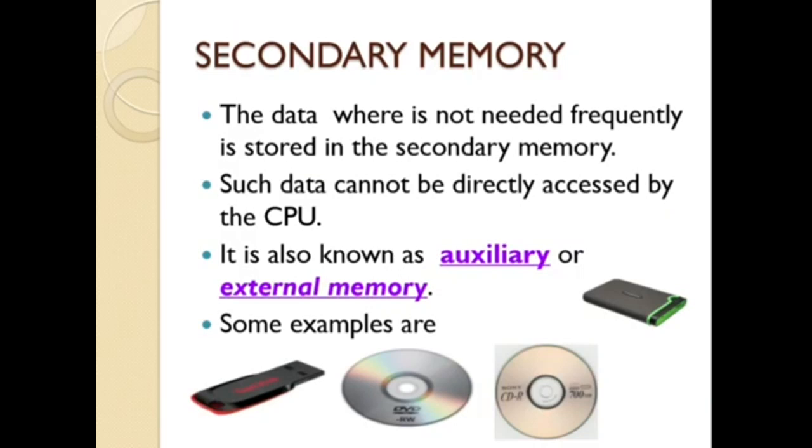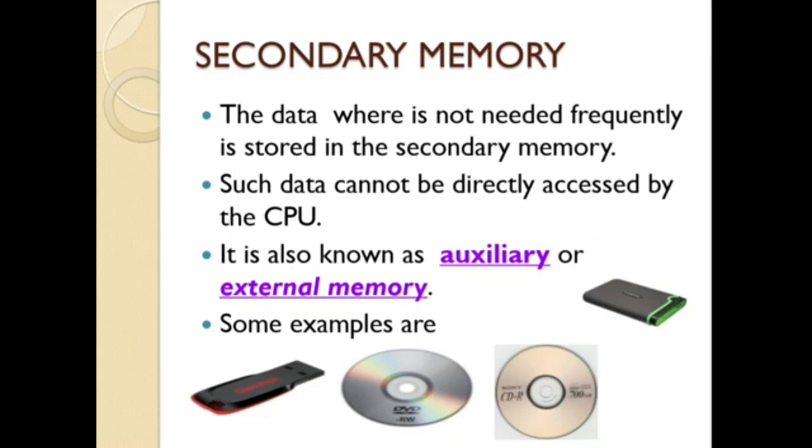Data that is not needed frequently is stored in the secondary memory, so there is no need to use up space. For example, some files we cannot use regularly, those files we can store in the secondary memory. Such data cannot be directly accessed by the CPU. I already told you the secondary memory is also known as auxiliary memory or external memory.